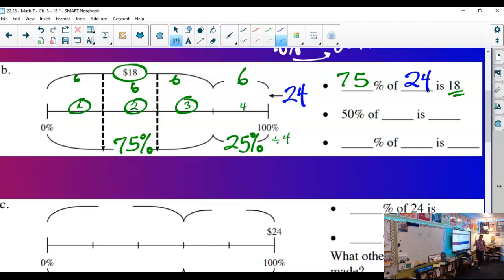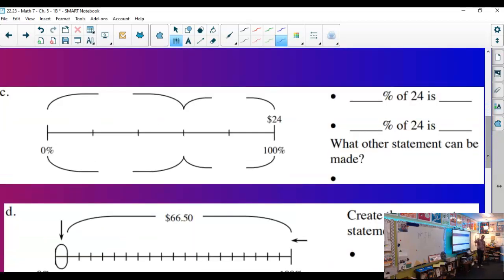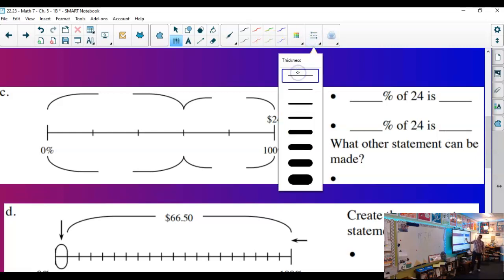Guys, where did this come from? What's 25% of 24? We found it right here. Yeah, it is 6. And then what does that mean 50% would be? Yeah. See how 25 and 50 and 75% all kind of work together? Try that same sort of thing down here, but first count how many regions you got.